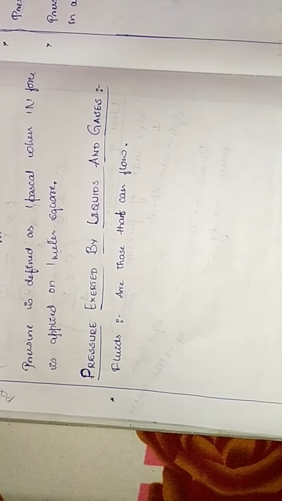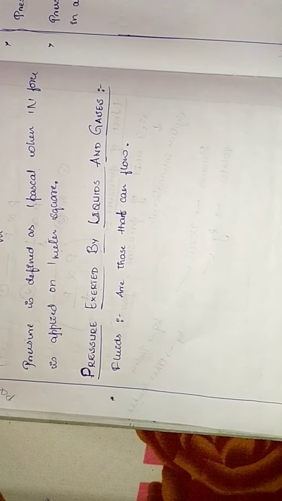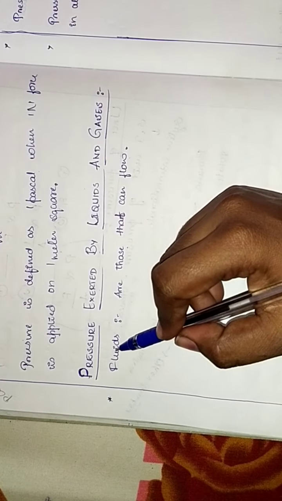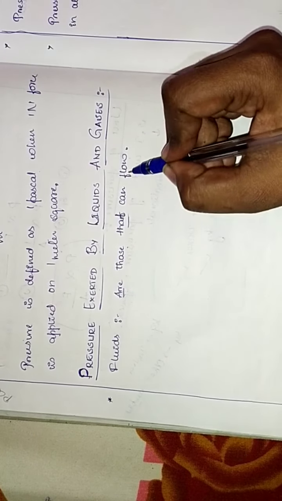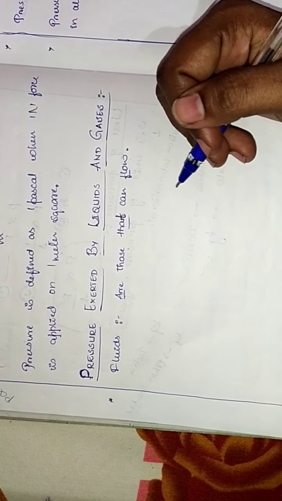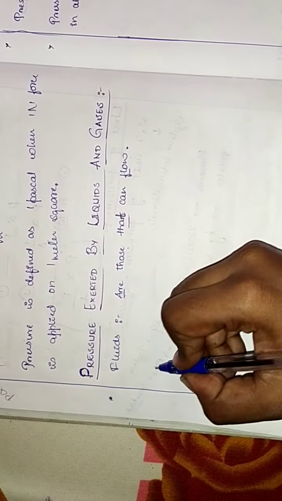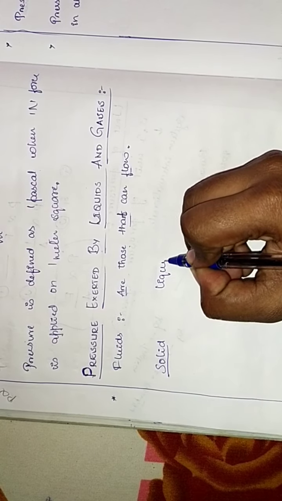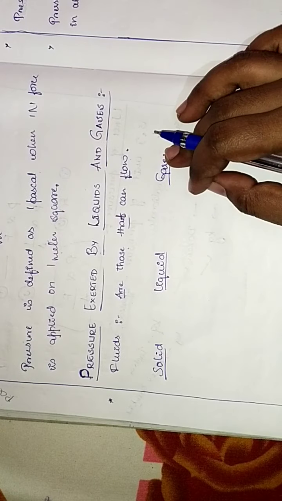gases. So before starting this, let us study about fluids. Okay, children. So we know that fluids are those that can flow. We call those fluids, isn't it? Fluids are those that can flow. Anything that can flow, we call it a fluid. So we'll take examples for this. We have three types, that is solid, liquid and gases, isn't it, children? So we have three types here.